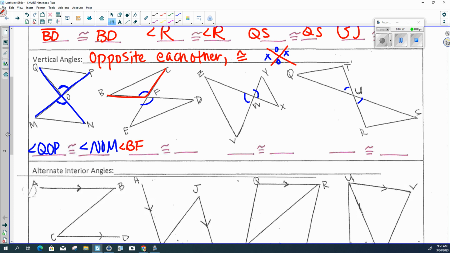Oh, sorry, will you do the ones that are inside the triangles? I think you did those two, right? Will you do the ones that are inside the triangles? It's okay.